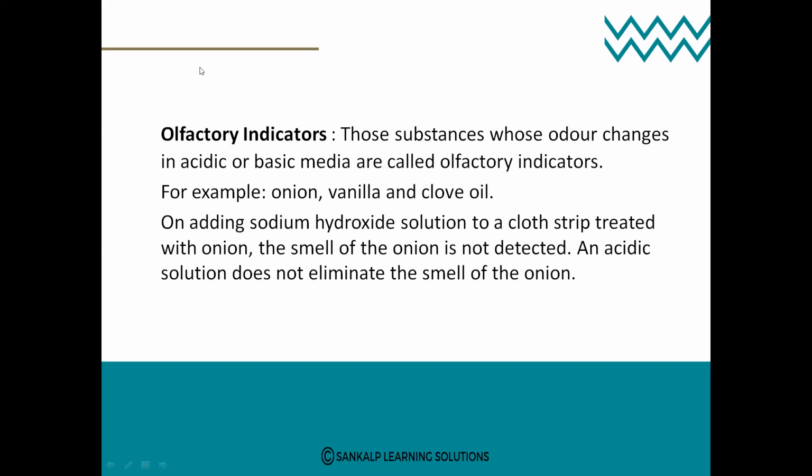So, what is the universal indicator? In universal indicator, they are a mixture of different indicators. They will show different colors for different pH values. In the last class, we had studied about the pH scale, right? In the pH scale, seven is neutral. 1 to 6 is for acidic, 8 to 14 is for basic. So they will have different pH values.